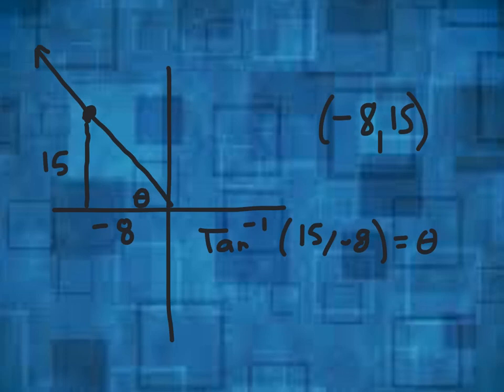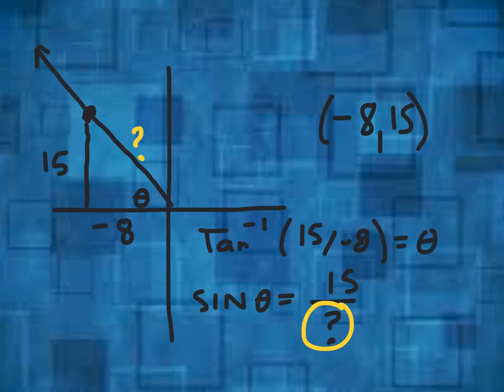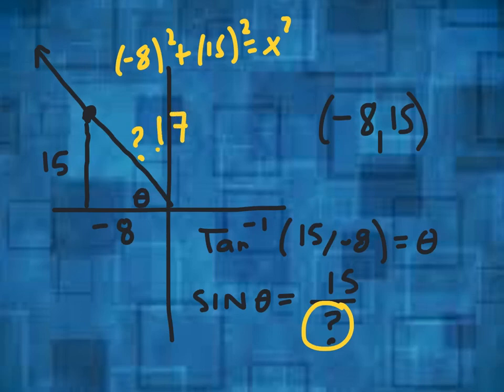They might ask you for a particular ratio. They might say, what's the sine ratio of that? And you know the opposite is 15, but you are unaware of the hypotenuse. And so what you would do to find that hypotenuse is you would use your Pythagorean theorem, negative 8 squared plus 15 squared equals x squared. You would find that that's 17, and now you're ready to give the answer of the sine ratio being 15/17. So that's a type of problem that you'll see in this area as well.